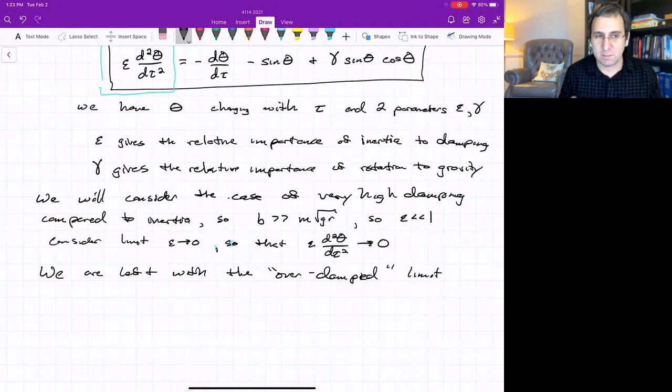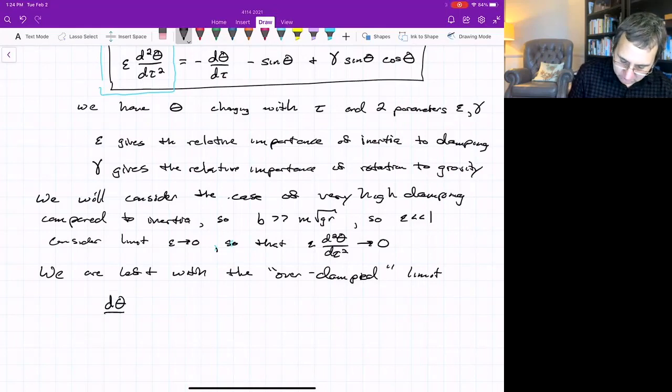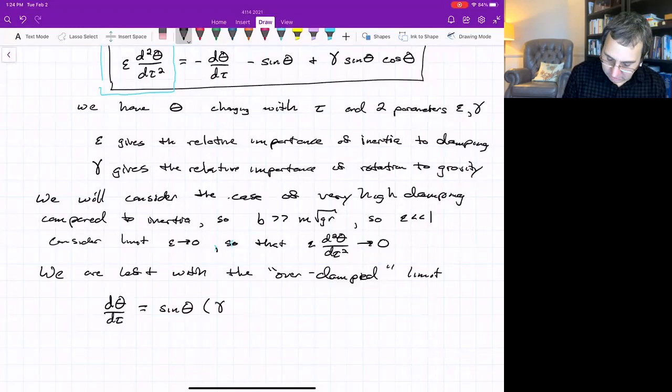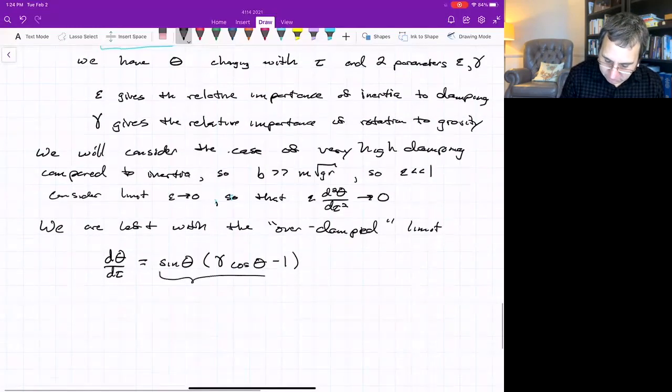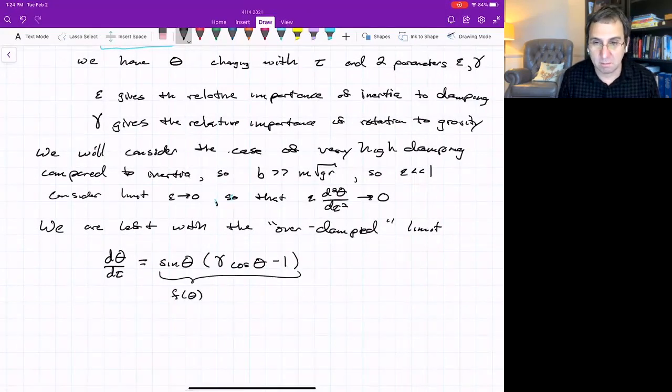And that equation, rather than being second order, is just first order. This ODE up here, if I set the left-hand side equal to 0, I'm just left with a first order ODE, which is what we've been studying. I'll write it this way: sine theta, gamma cosine theta minus 1. I will refer to this right-hand side as f of theta. It's a first order but nonlinear ODE, and theta lives on the circle.